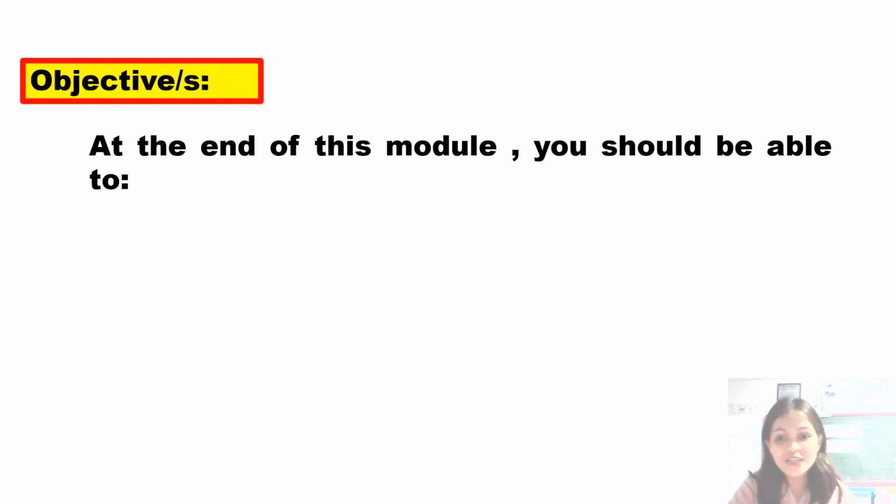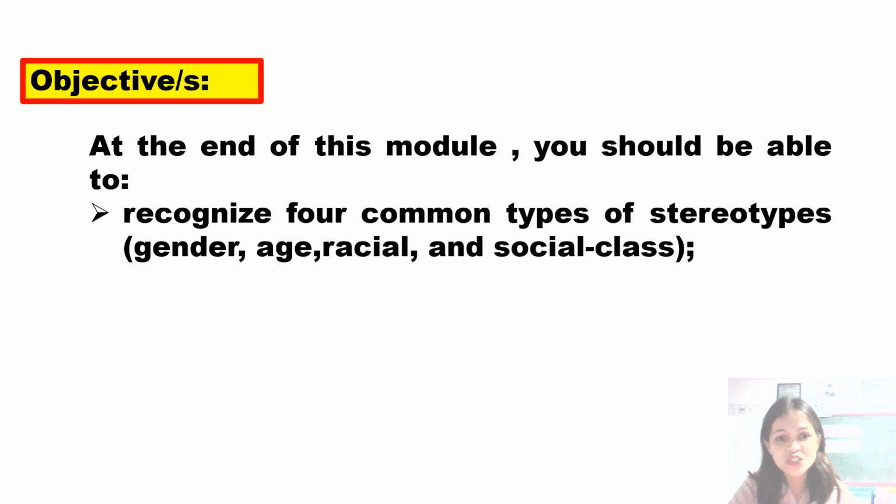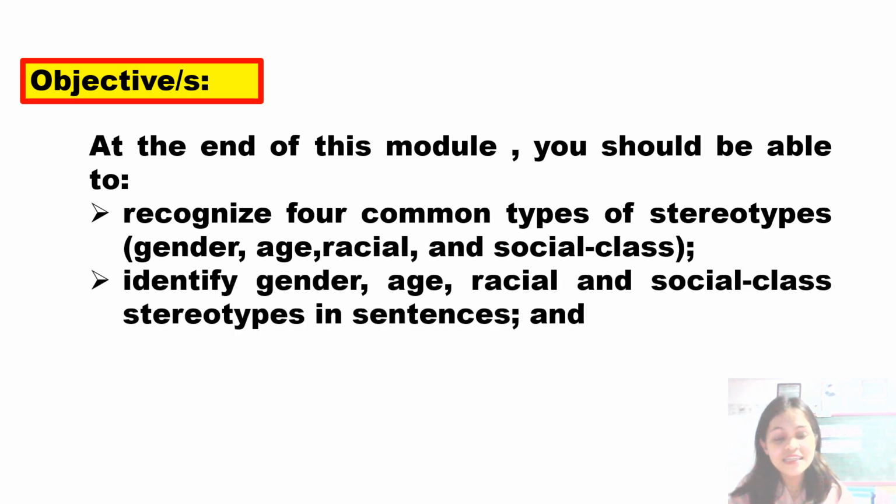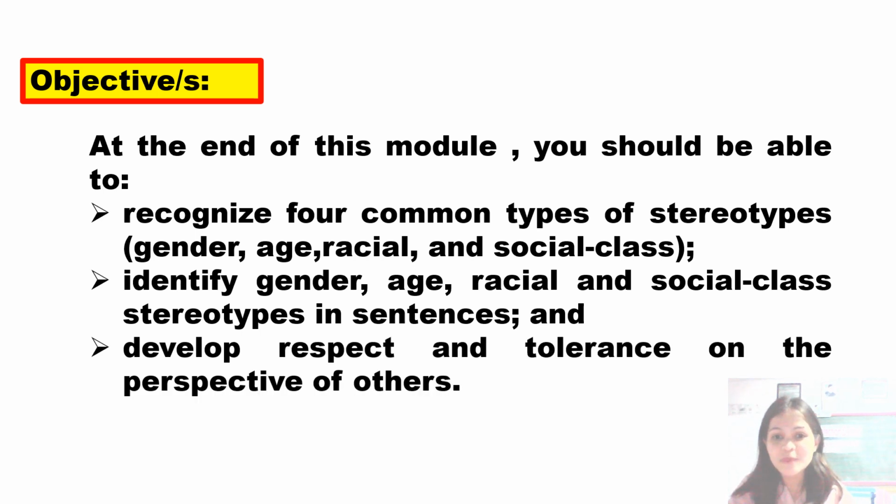Bear in mind the objectives of our lesson. At the end of this module, you should be able to recognize four common types of stereotypes such as gender, age, racial, and social class. Identify gender, age, racial, and social class stereotypes in sentences, and develop respect and tolerance on the perspective of others. Are you ready now to our new lesson? Okay.